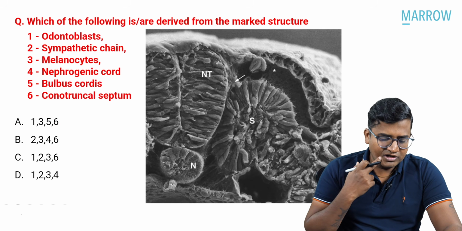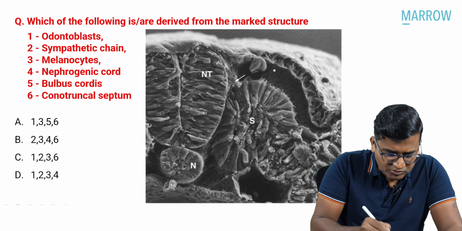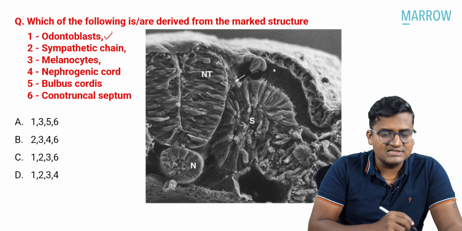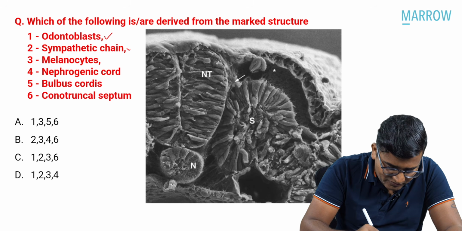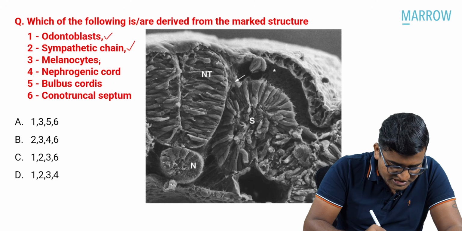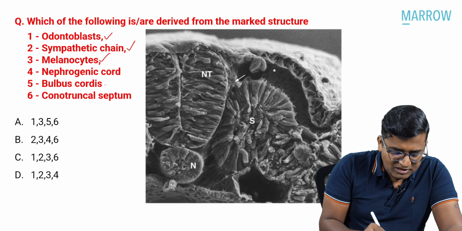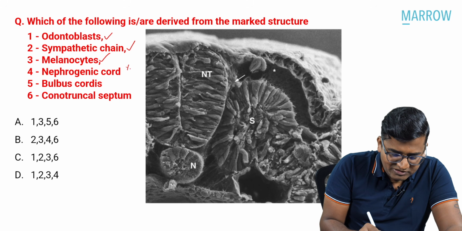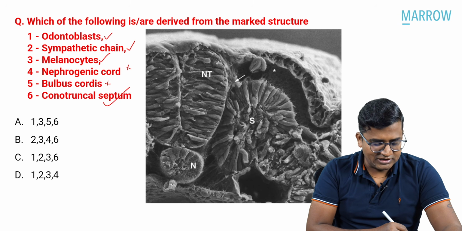Now see the question: which of the following is derived from the marked structure? Odontoblast, I told you, is coming from the neural crest cells. Sympathetic chain, sympathetic ganglion, they are all coming from the neural crest cells. Melanocyte, yes, coming from the neural crest cells. Now nephrogenic cord, bulbus cordis, they are not coming from the neural crest cells. The conotruncal septum is coming from the neural crest cells.